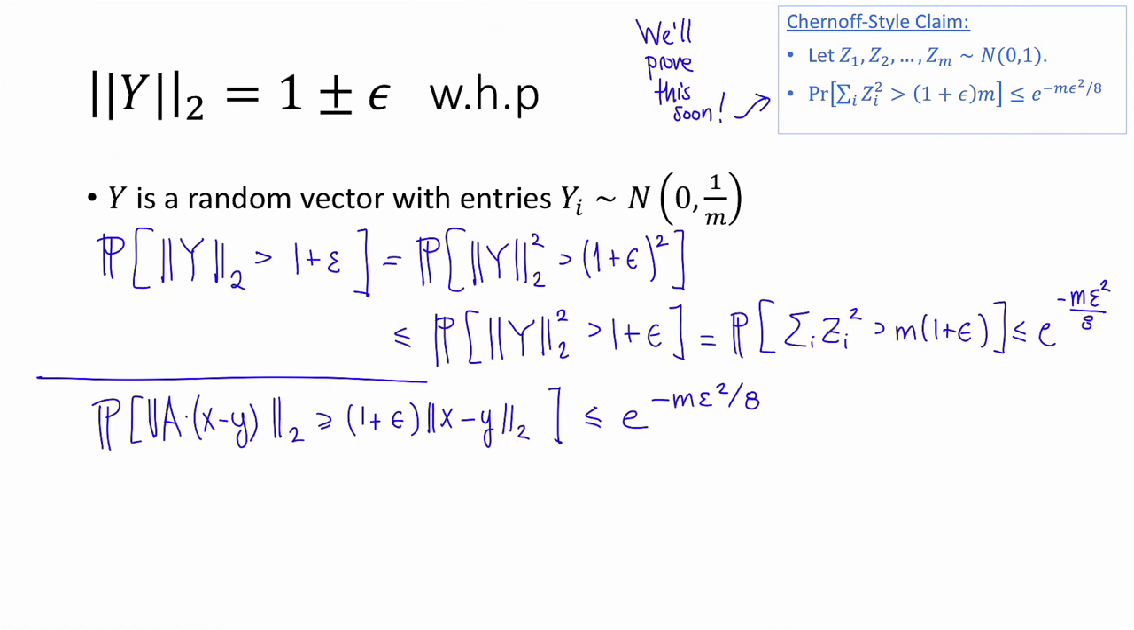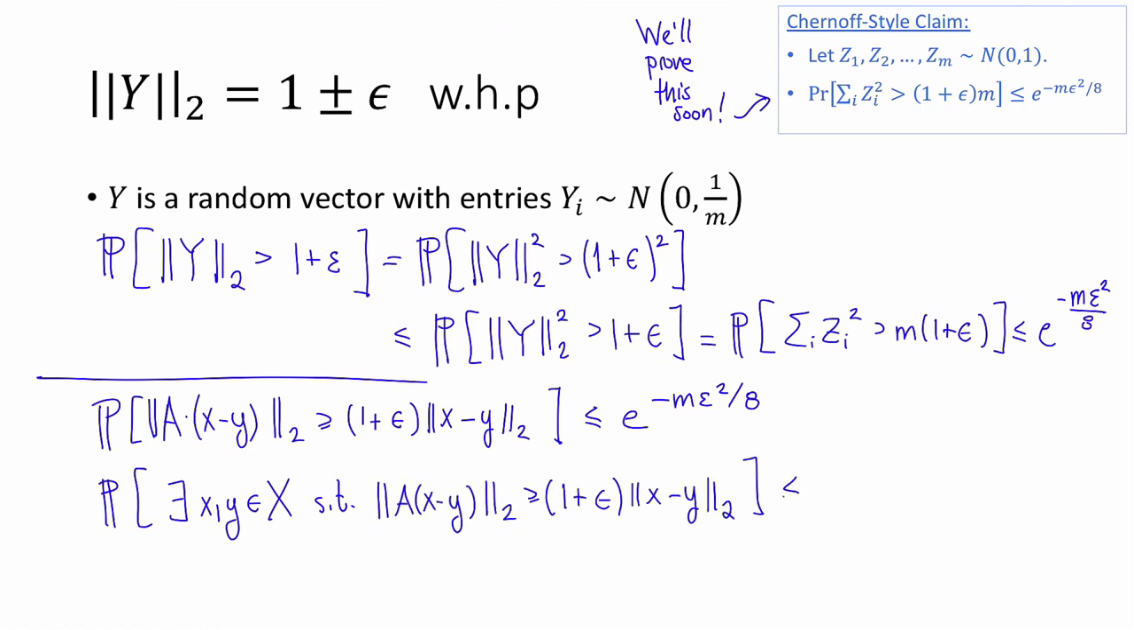But now we can just union bound over all of the possible choices of x and y in our set big X. So the probability that there exist x and y in capital X such that the above holds is at most n squared times this very small probability, e to the minus m epsilon squared over 8. And now we can use the fact that we're going to choose m to be some term that's big O of log n over epsilon squared. And that'll imply that this is at most 1 divided by something that's polynomial in n.